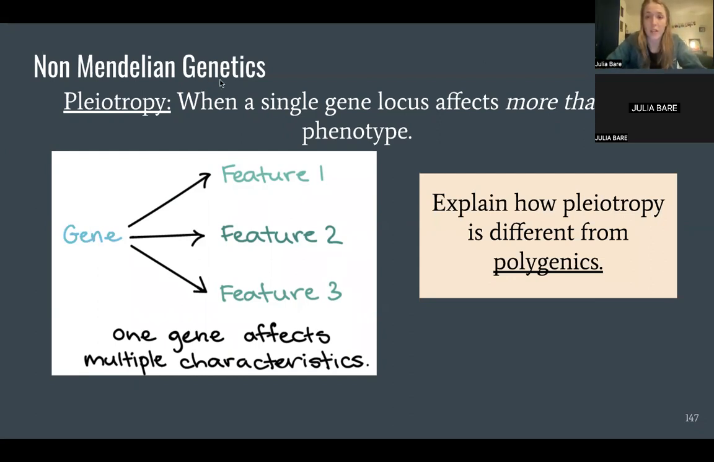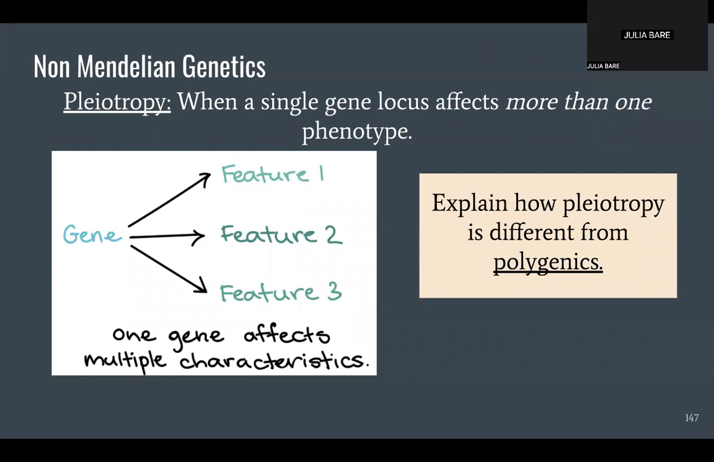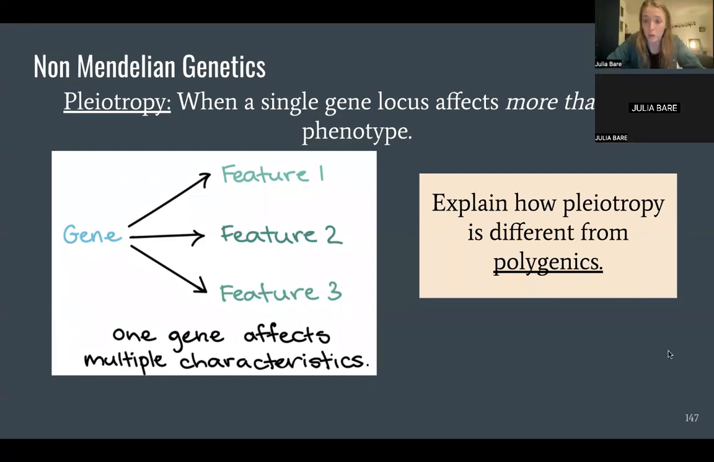All right, that's what this word is here, pleiotropy. So when a single gene location affects more than one phenotype, that is considered pleiotropy. Pleiotropy is when you have one gene that's going to affect multiple different features. For example, there is a gene that affects your brain, your liver, as well as your pancreas. That's because it's the same gene, but it's produced in these different locations, and it's transcribed and translated in slightly different ways.